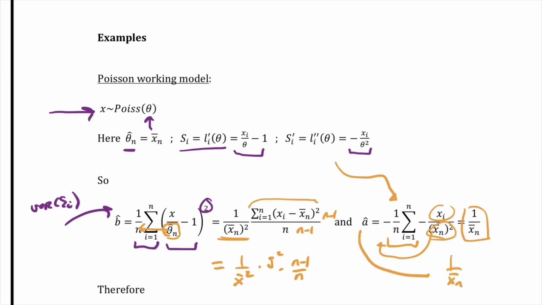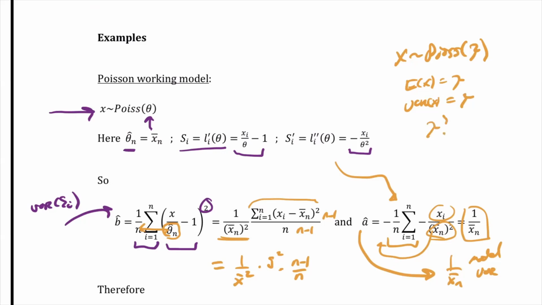And so this looks like the model variance for Poisson, right? So for a Poisson distribution, if x is distributed Poisson, lambda, the expected value of x is equal to lambda, and the variance of x is equal to lambda. And we don't know what lambda is, right? So we'll put in the MLE. We'll do lambda hat, which in this case is x bar. So we got x bar for both.